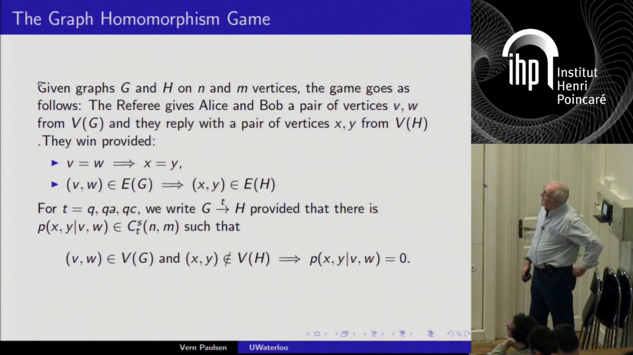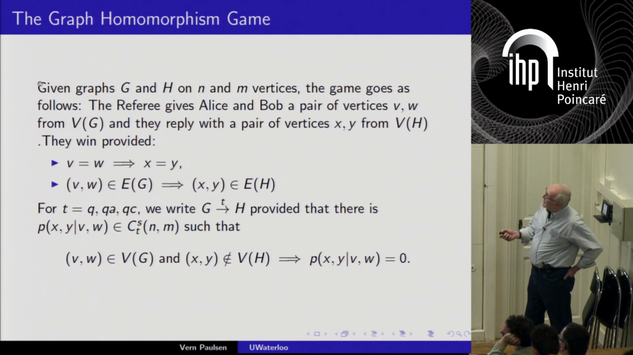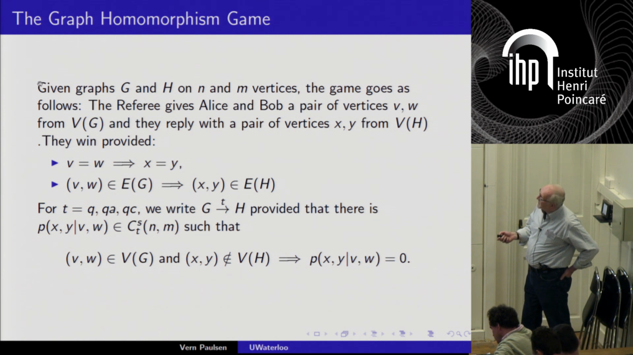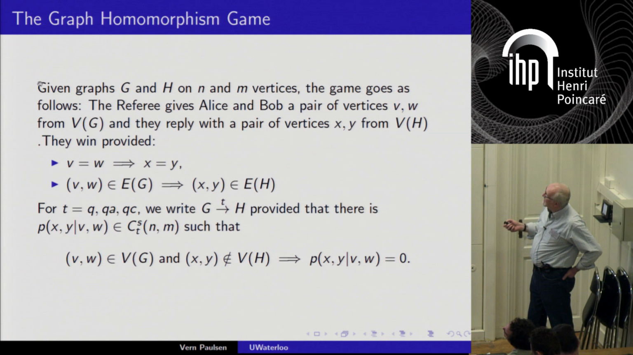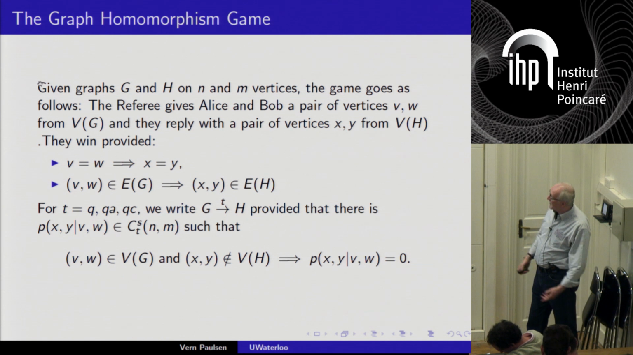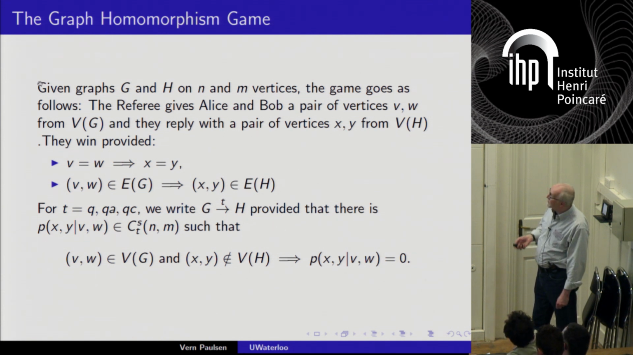So we say that there's a quantum homomorphism between two graphs, either a Q or a quantum approximate or a quantum commuting one, provided that there's a probability density that would win this game with probability 1. That just means that anytime something is disallowed, the probability of that outcome has to be 0. So you can write down exactly the conditions on this probability density you need and the particular pattern of zeros that have to emerge.